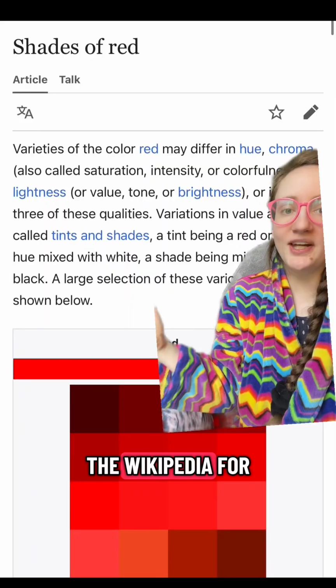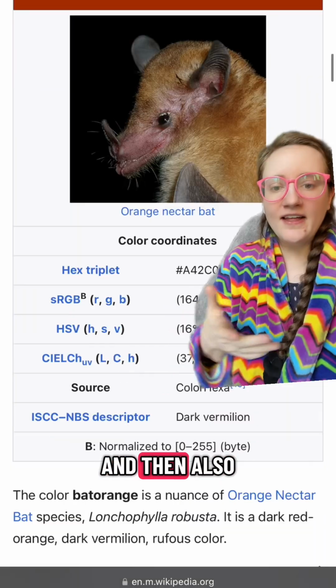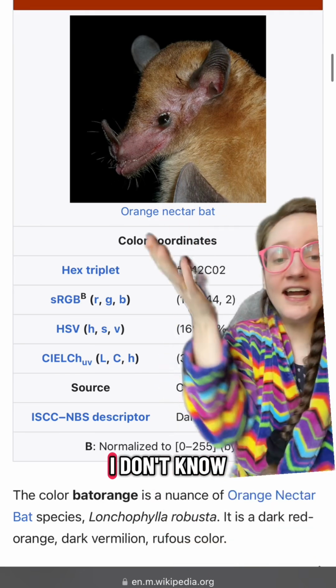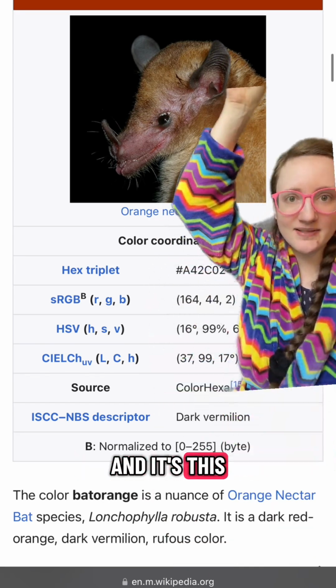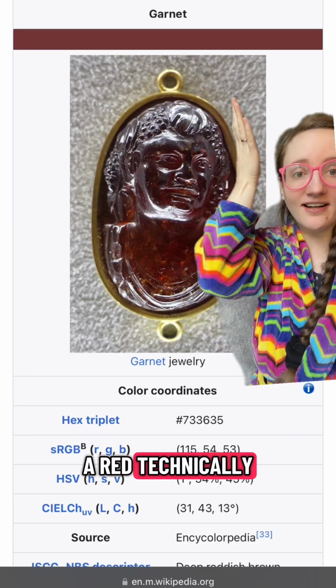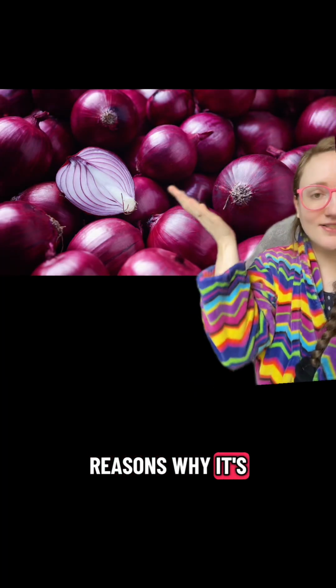I pulled up the Wikipedia for shades of red, some usual traditional shades like crimson, and then also bat orange. Bat orange. It's one word. Is it batorange? I don't know. It says it's a nuance of the orange nectar bat species, and it's this bricky kind of brown. Garnet? A red, technically. Color is weird. Color names are weird.